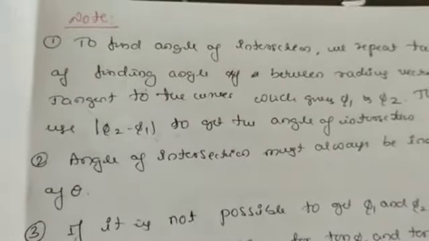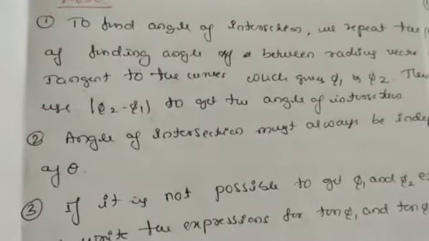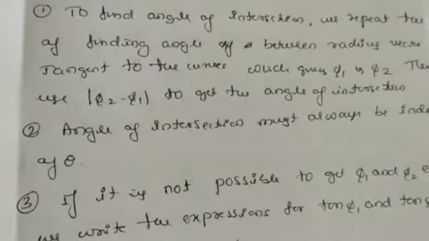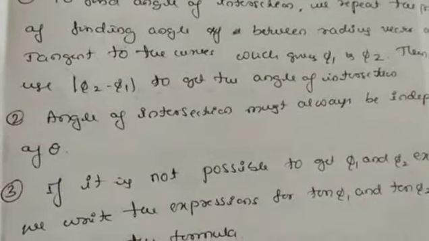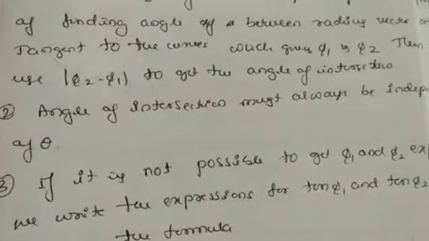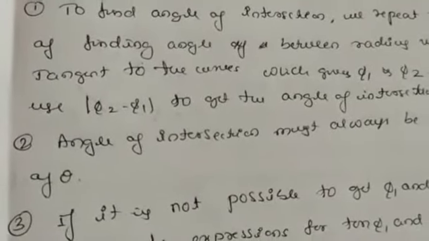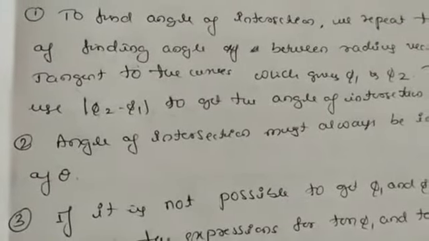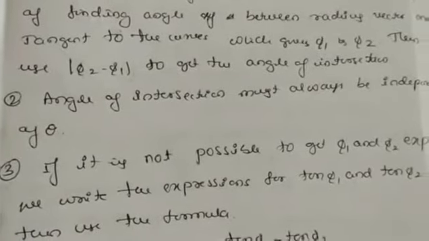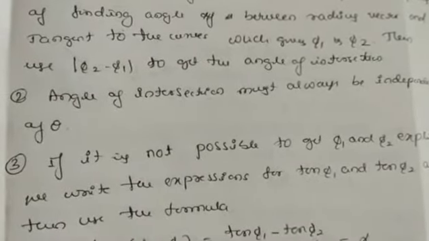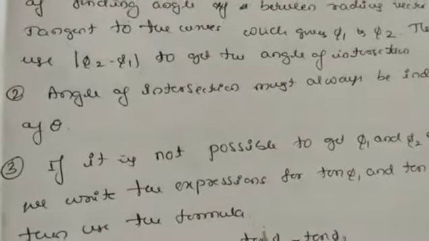To find the angle of intersection of two curves, we repeat the same process as we did in finding the angle between the radius vector and the tangent to the curve. There we had only one curve, but here we have two curves. For the two curves you find phi 1 and phi 2, and then use the formula mod of phi 2 minus phi 1 to get the angle of intersection. The second point is that the angle of intersection must always be independent of theta, so there is no theta in it.